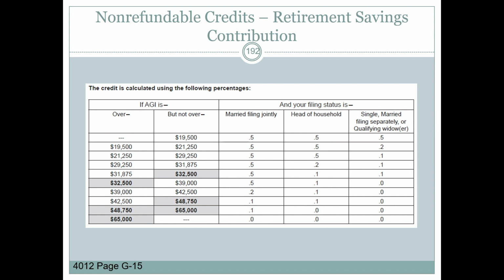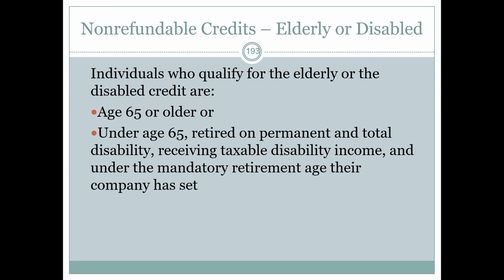For instance, if a taxpayer made $20,000, then they would fall between $19,500 but not over $21,250. Their percentage would be 0.5 for head of household, 0.5, single 0.2. But again, no worries, TaxSlayer is going to automatically compute this for you. Any questions, please be sure you put them into the chat.